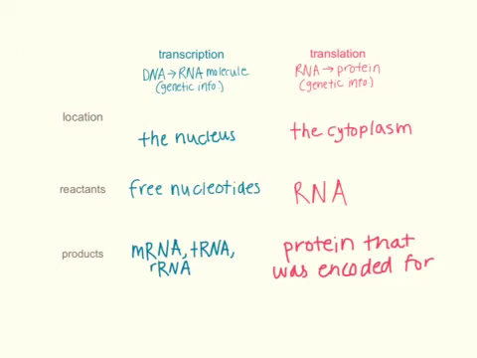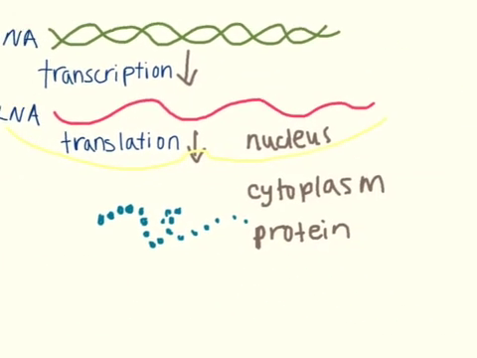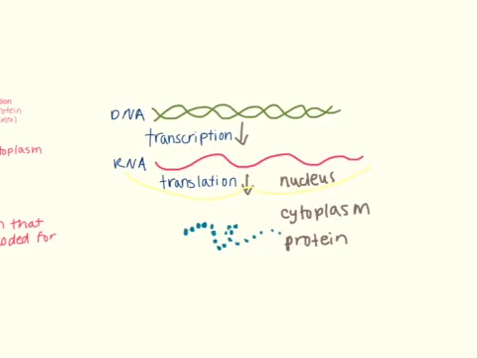And the reactants of transcription are free nucleotides that attach to form an mRNA strand from the DNA template. And then for translation, the reactants are the RNA produced from transcription, which would be further changed into the protein. And then the products of transcription are mRNA, tRNA, and rRNA, while the product of translation is a protein that was encoded for. And over here we have a diagram of the basic sequence. So we have DNA that's changed into RNA through transcription, and that occurs in the nucleus, and then translation occurs outside the nucleus in the cytoplasm, where we get the protein as a product.